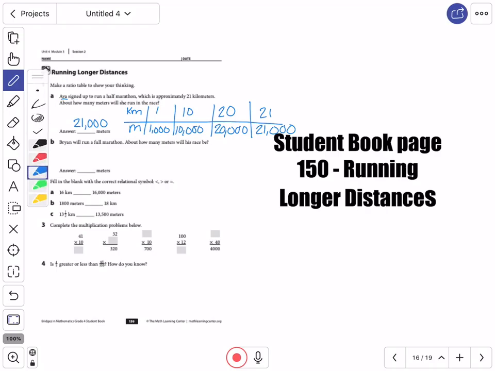1B, Brian will run a full marathon. About how many meters will his race be? All right, well, if a half marathon is 21,000, I still have to draw my ratio table, even if I know the answer, because it did say to make a ratio table to show my thinking. So even though I know that 21,000 doubled is 42,000, I'm still going to draw my ratio table.